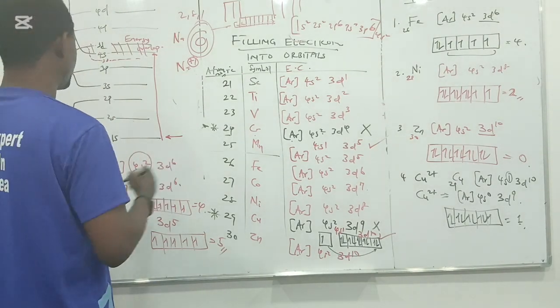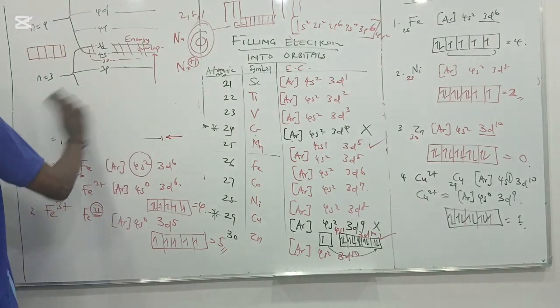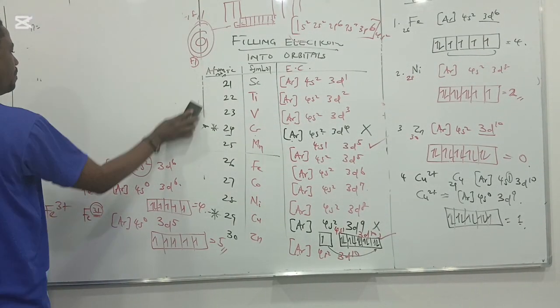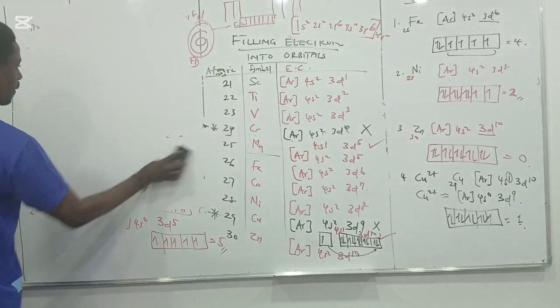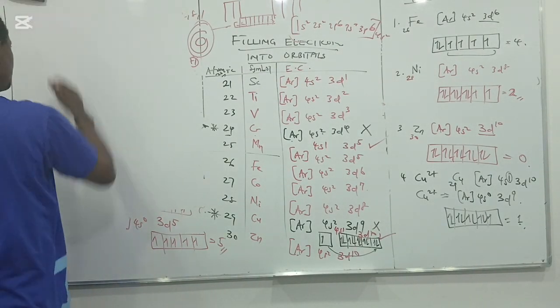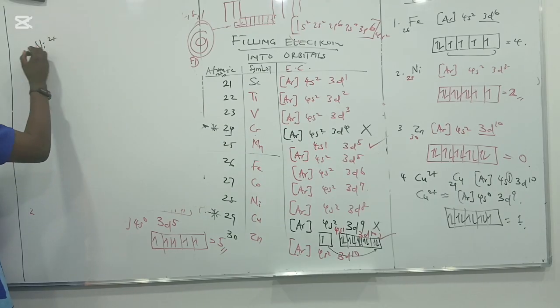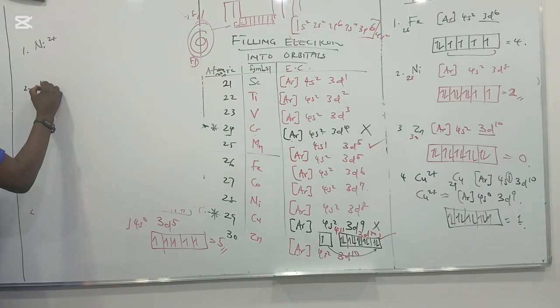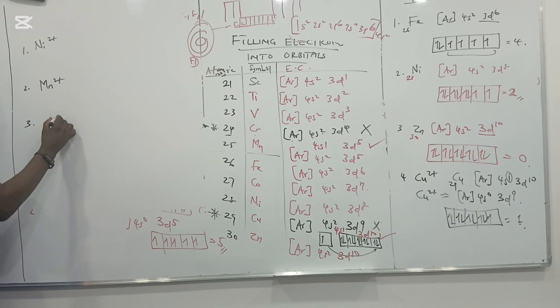Okay, let's quickly try that now so that we can see that. All right, nickel 2 plus, that's number 1. Number 2, manganese 2 plus, and number 3, cobalt 3 plus.